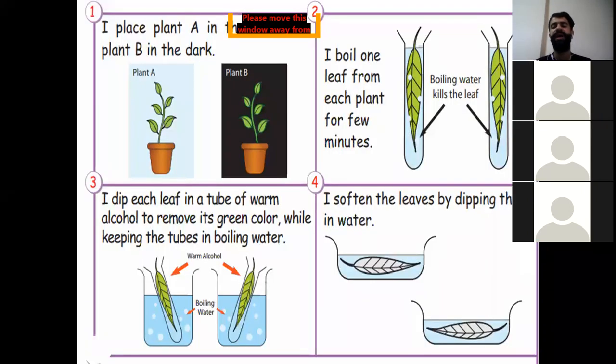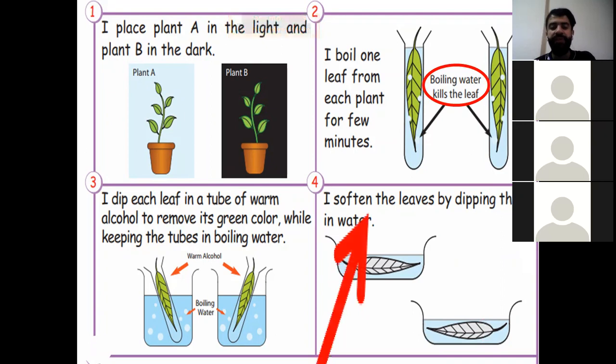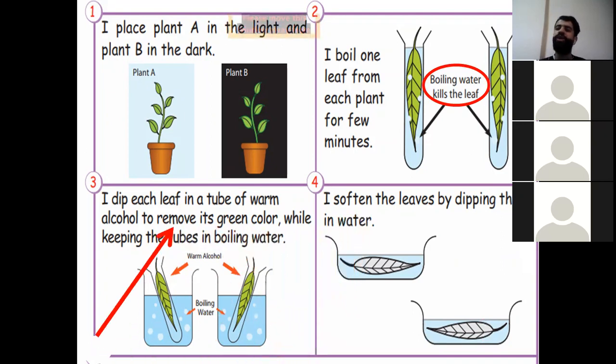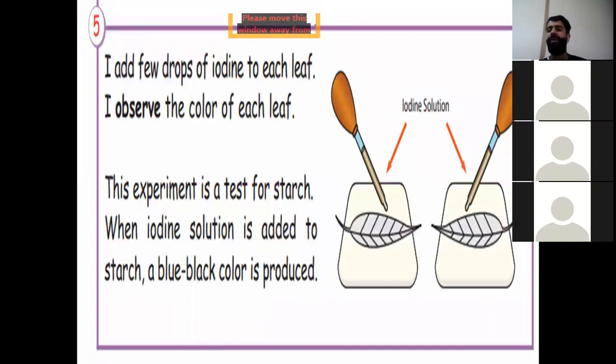So we said that in this experiment, we have two plants. We get two leaves from the plant in light and in darkness, respectively. We boil them in boiling water for a few minutes in order to kill the leaf. And then we dip each leaf in warm alcohol. Why? The role of the warm alcohol is to remove its green color. Then we soften them with water.